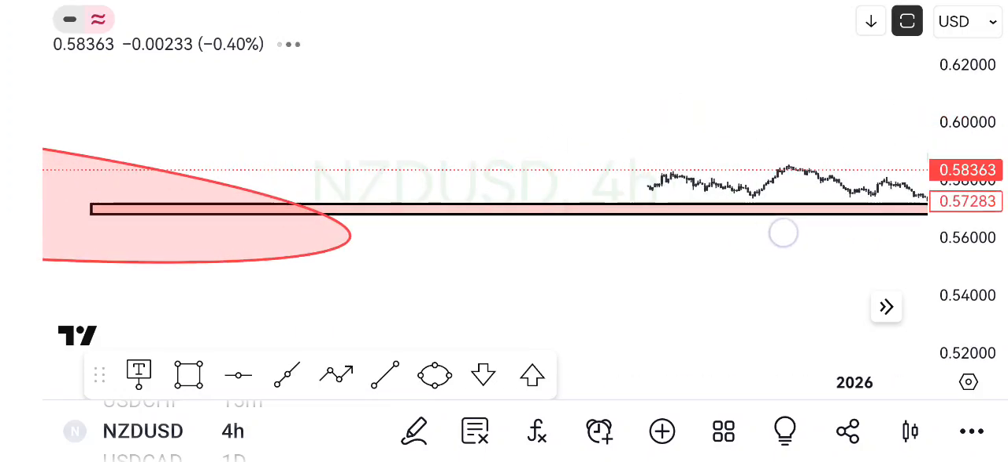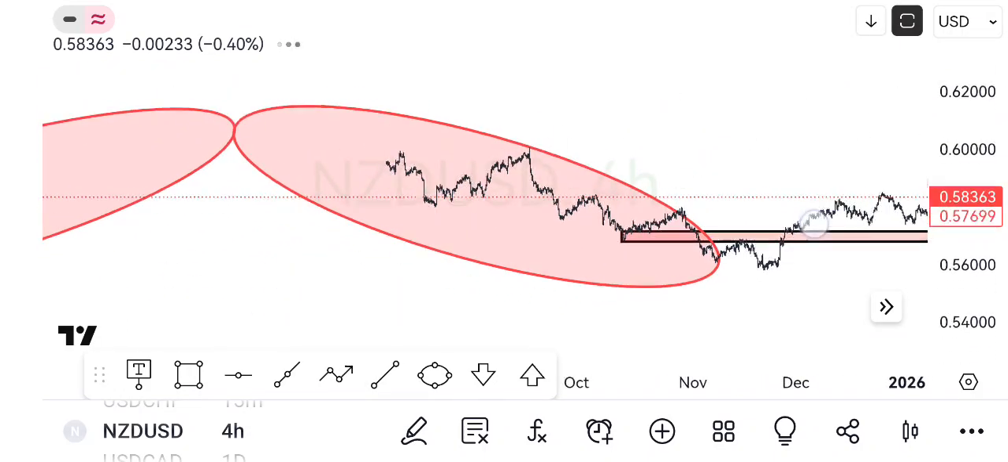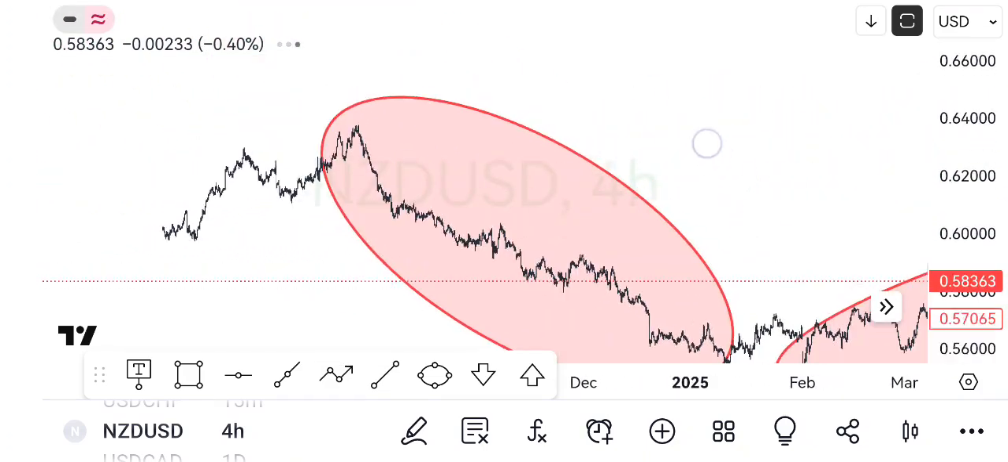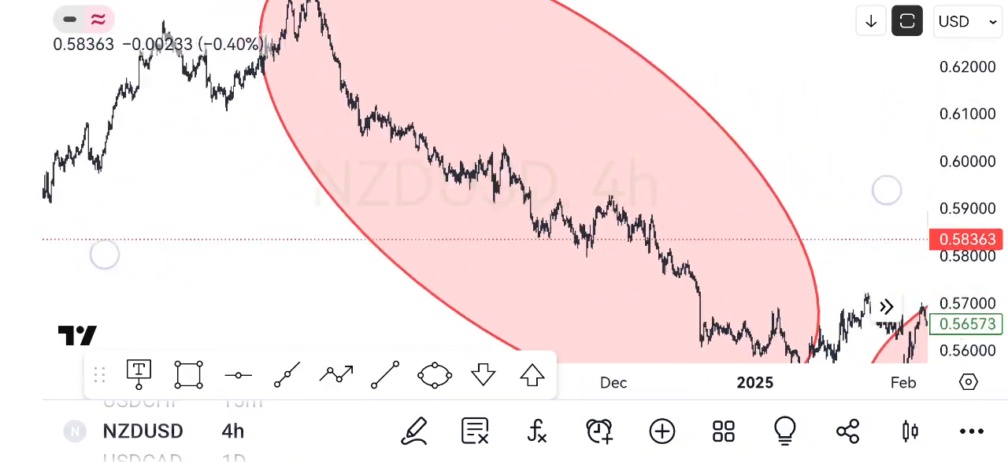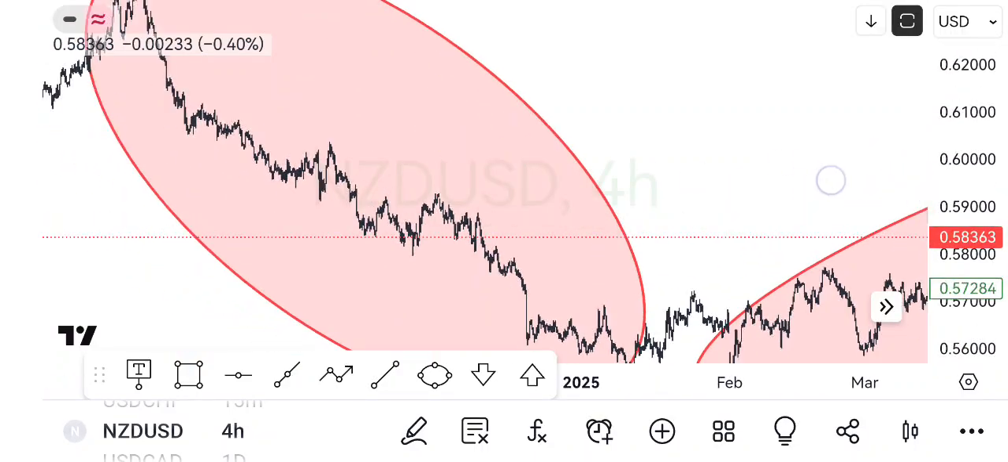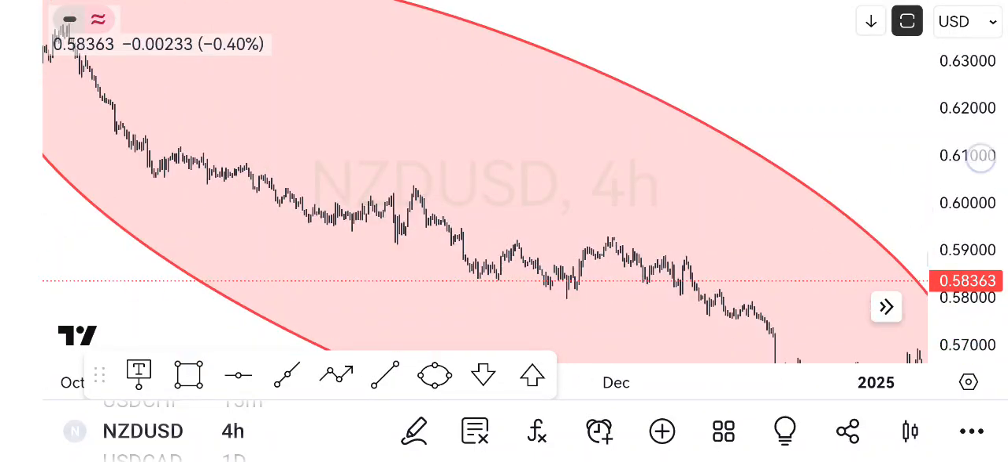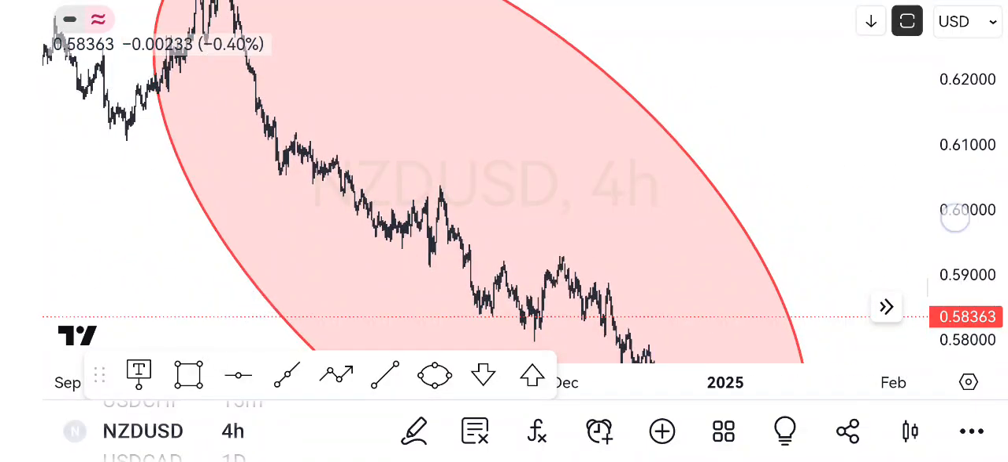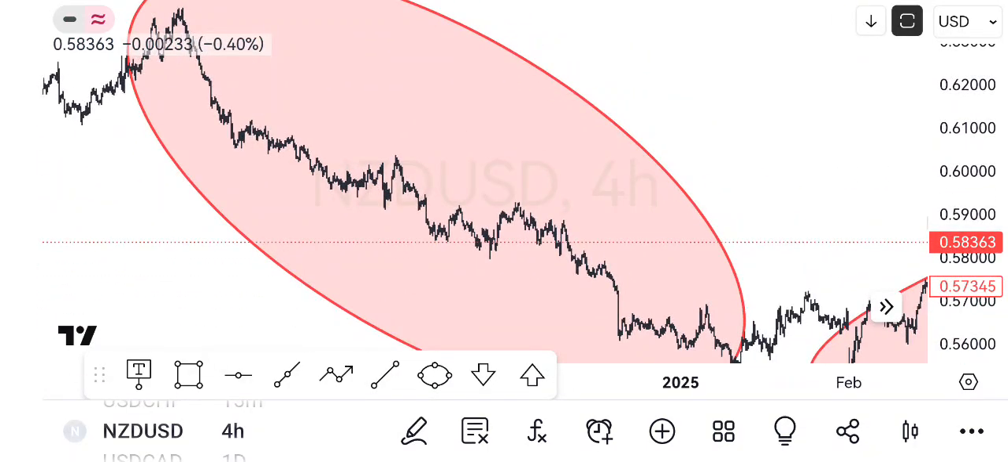Let's go back and find that circle. Where is it? Here it is. Okay, no, that's not the one. This is the one. You see, guys, you have a down trending market. You see this? You have a down trending market.